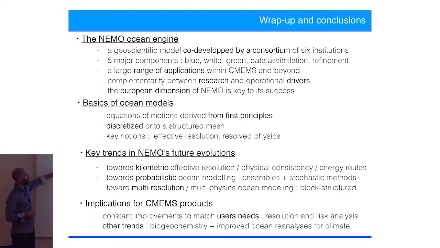You've been introduced to the very basics of ocean modeling and to some notions as to the actual resolution and what you can get from the product. And you've been introduced to some trends: this idea of going to higher resolution with a probabilistic description of the ocean and probably with a multi-resolution capability. I think all this will help in the future to better match the users' needs within CMEMS, so better resolution and a better ability for users to use the products for performing risk analysis.